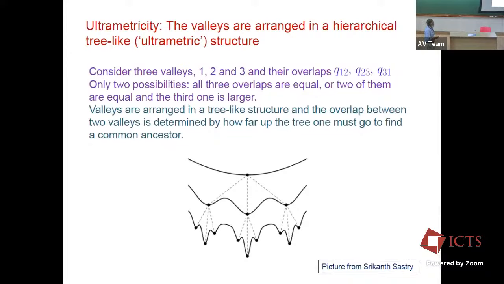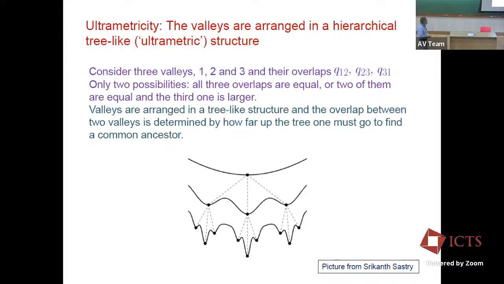And this implies something like what is called ultrametric, which is a tree-like structure. It says that the overlap is determined by how far... So all these pure states or minima form basically a tree-like structure, in the sense that one can draw a tree which says that this belongs to this branch of the tree, this belongs to that branch, and so on. And the overlap depends on how far up the tree one has to go to find a common ancestor.